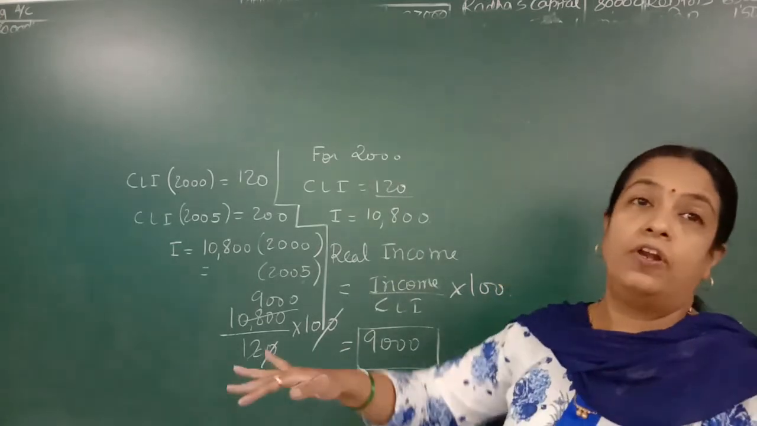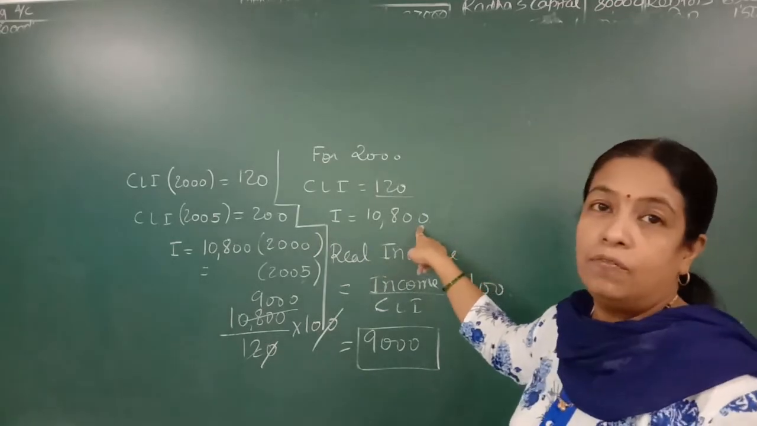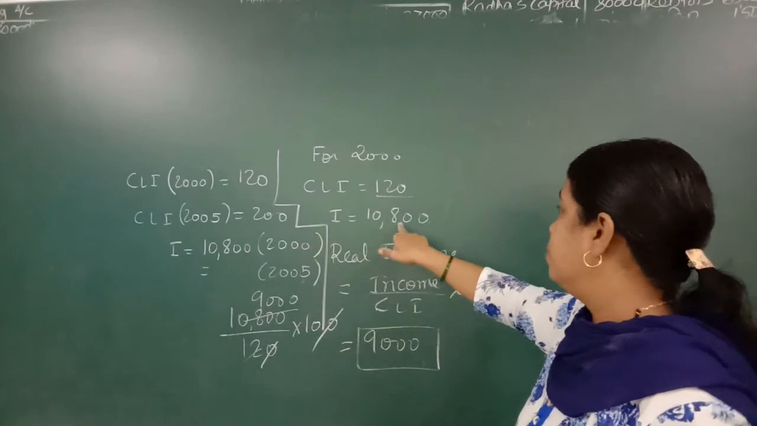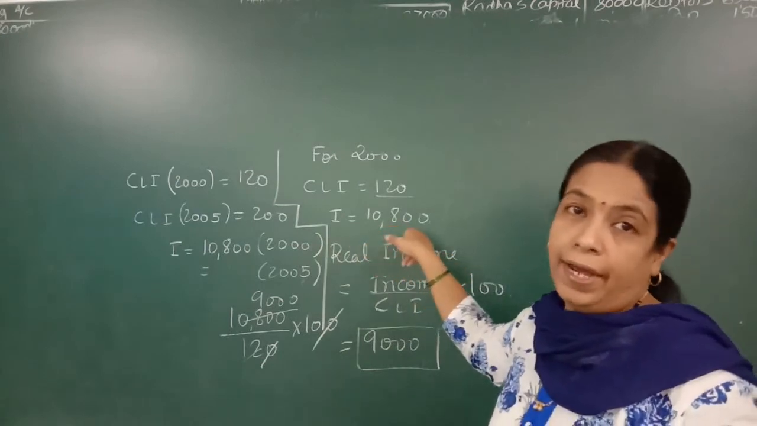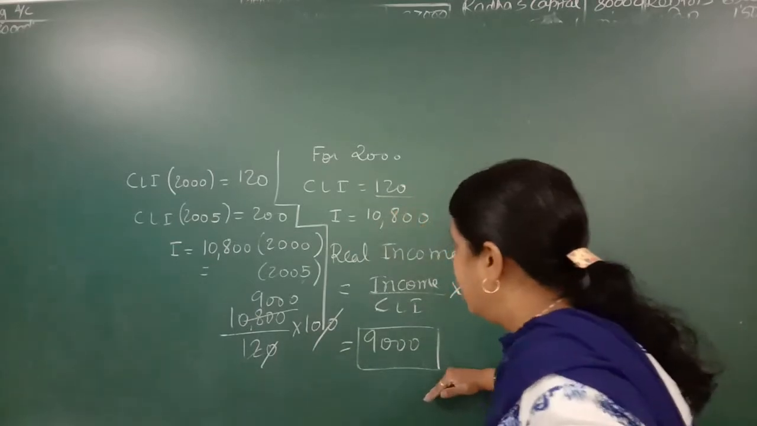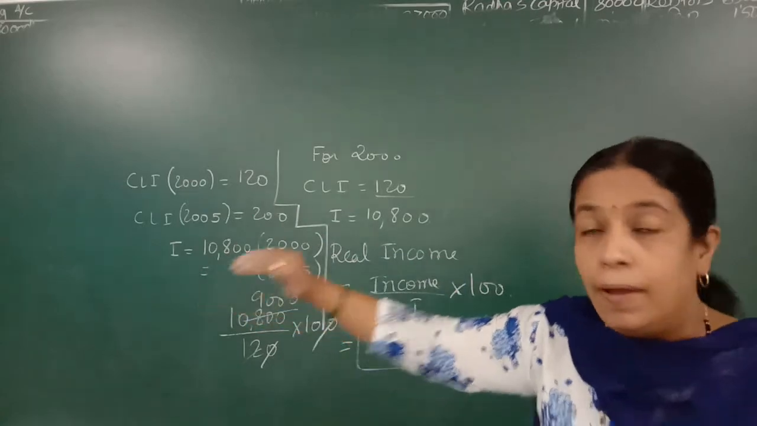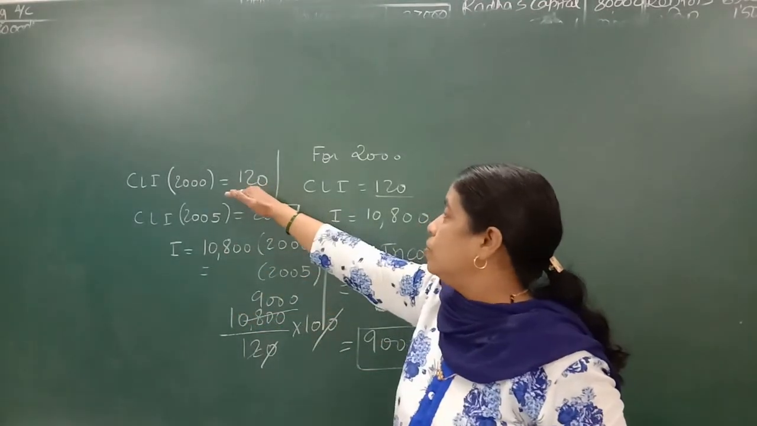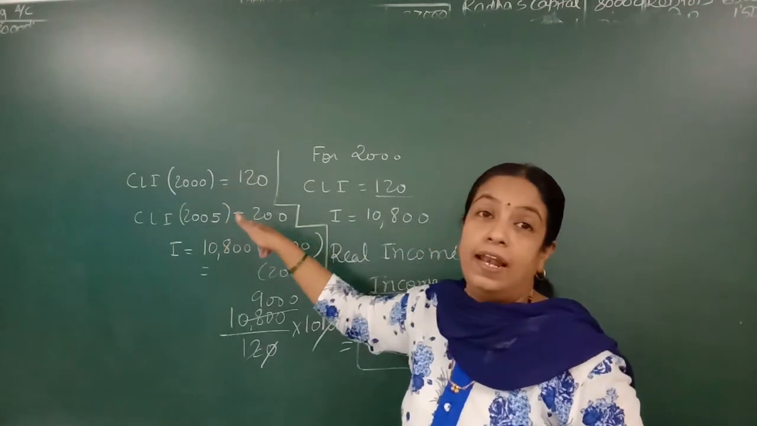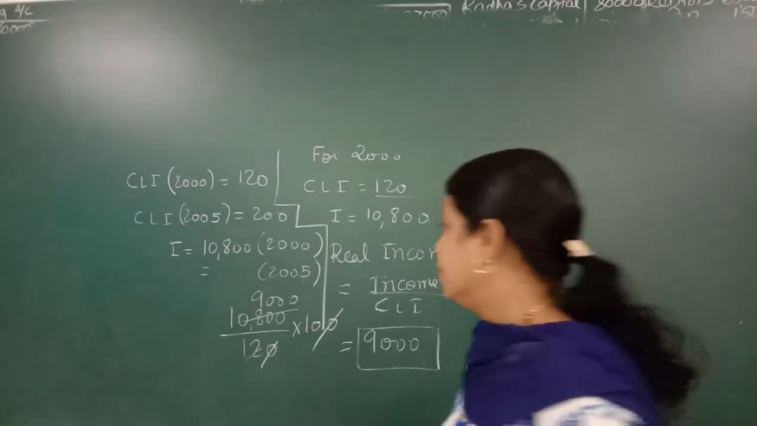But because of the rise, his income should be 10,800 in 2000 to maintain it. Now, keeping this in mind, what should be his income in 2005? Because in 2000 the CLI was 120, in 2005 the CLI is 200. So according to this we have to calculate his income.